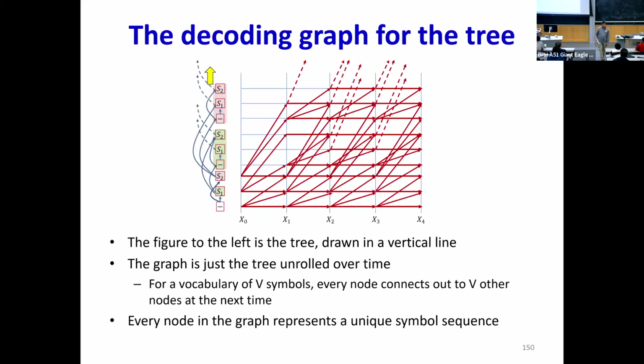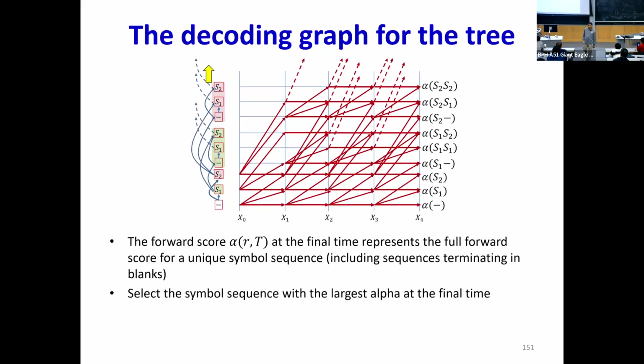As computer scientists, how would you solve this? Ignore things you don't want to see. Anybody else? How would you solve this? So this is what we do. We do beam search, right?